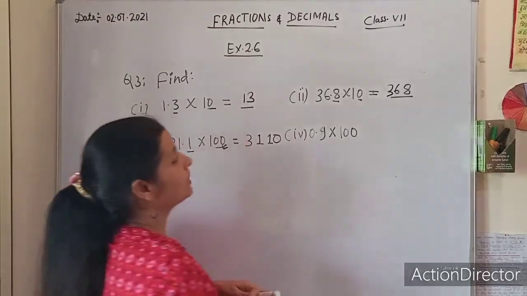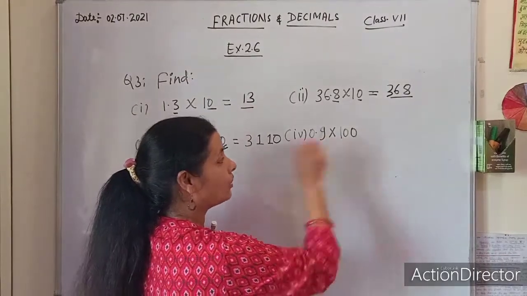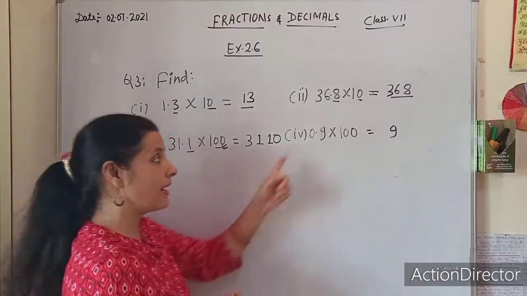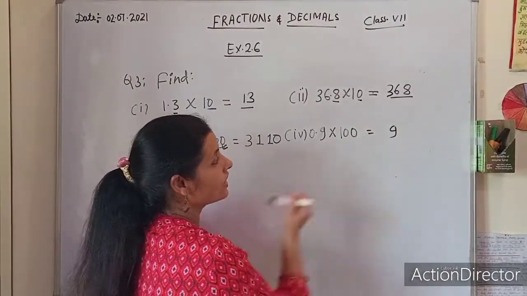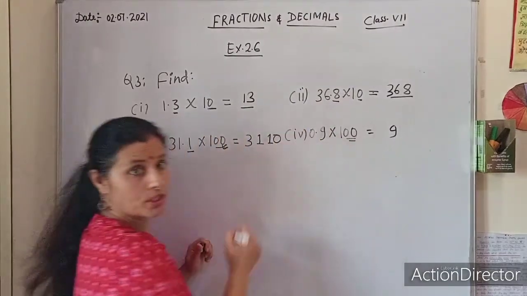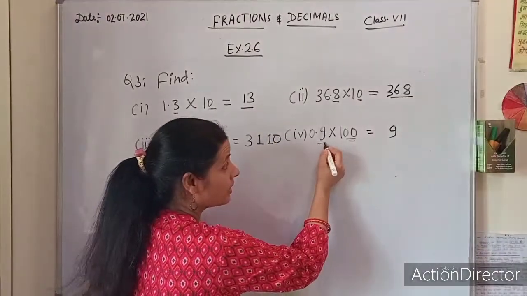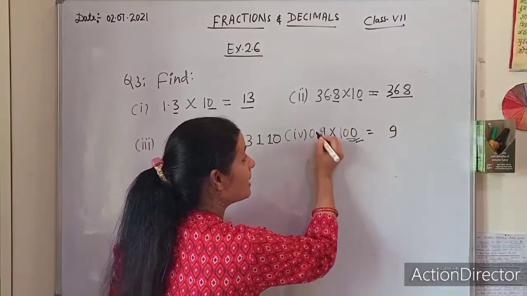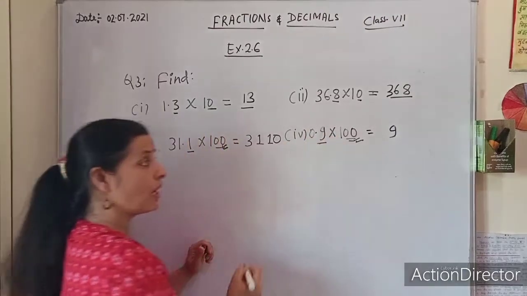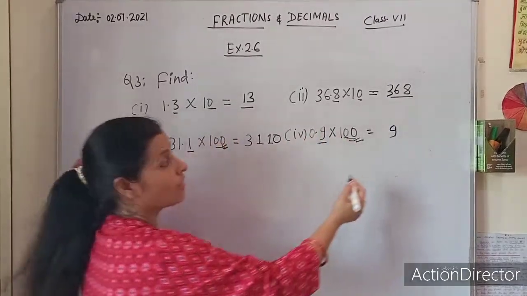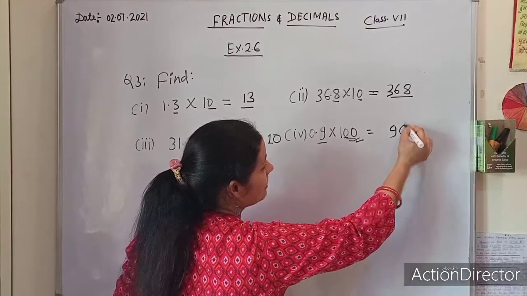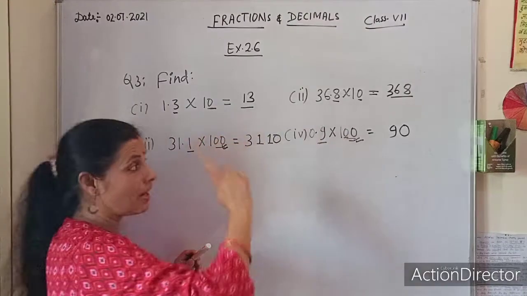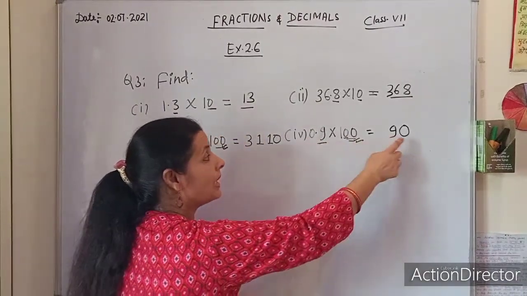Now come to the next one. Here is written 0.9 into 100. First we will write that number 9. Now you can see how many zeros are here? 2 zeros are there. But how many digits after the decimal? There is only one digit. So one 0 will remove this decimal, but we have another 0. Then what we will do? We will place that 0 after 9. Understood? One 0 will remove the decimal, but the other one will be placed here.